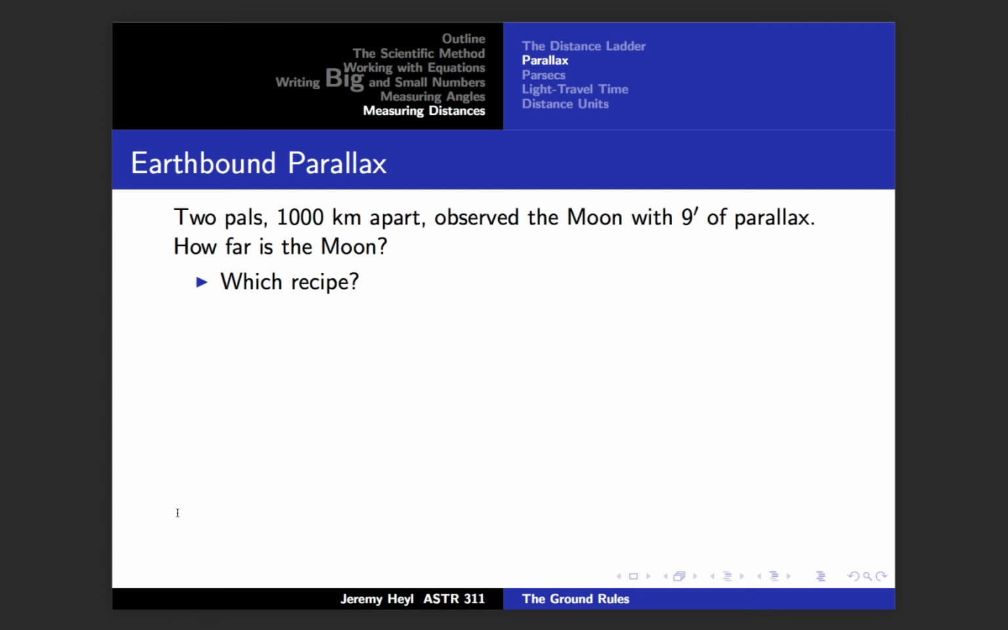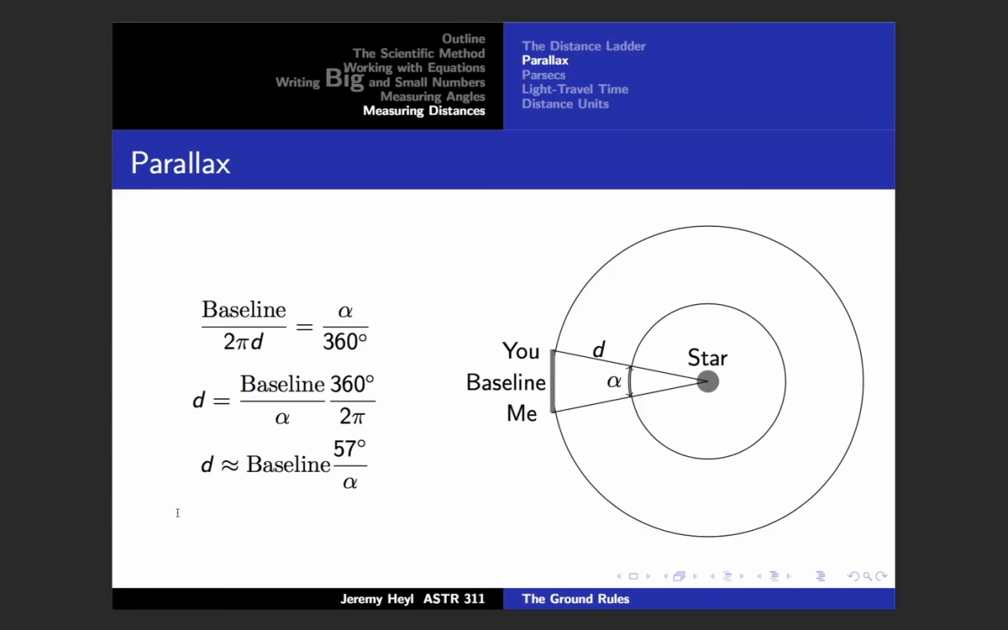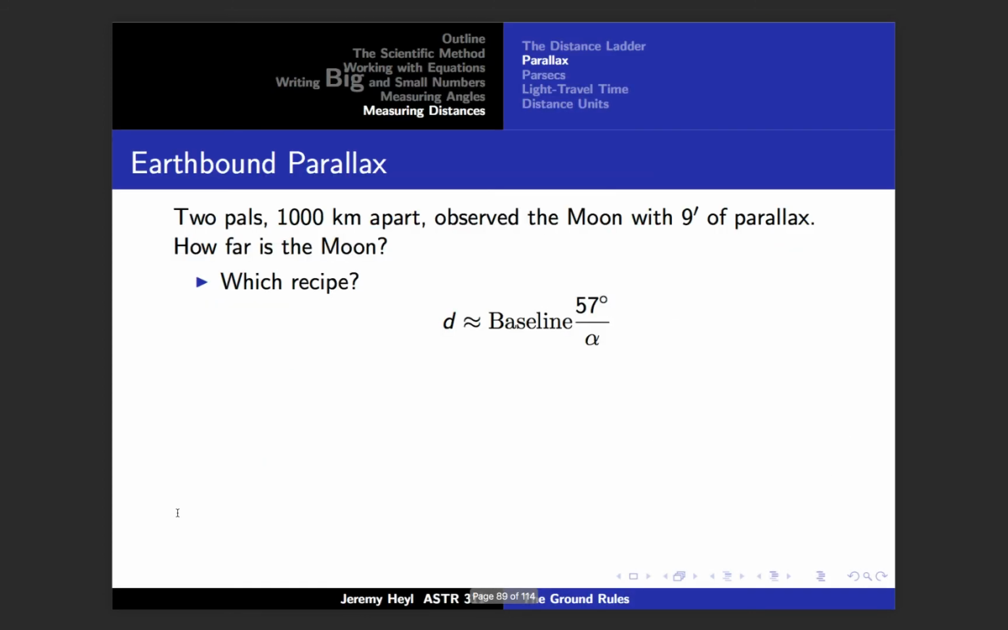Well, which recipe we use is just what we had here. We know the baseline and we know the parallax and we want to find out the distance. So there it is. What's the baseline? 1,000 kilometers. And what's alpha? It's the only other thing I gave you. What? 9 arc minutes, right?